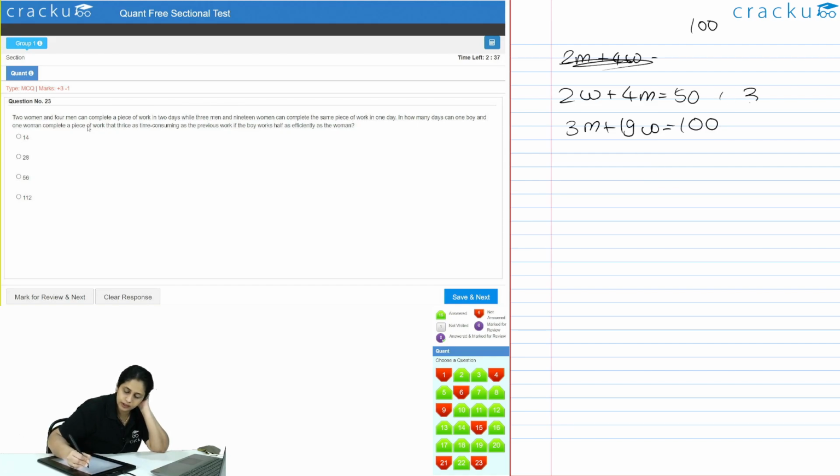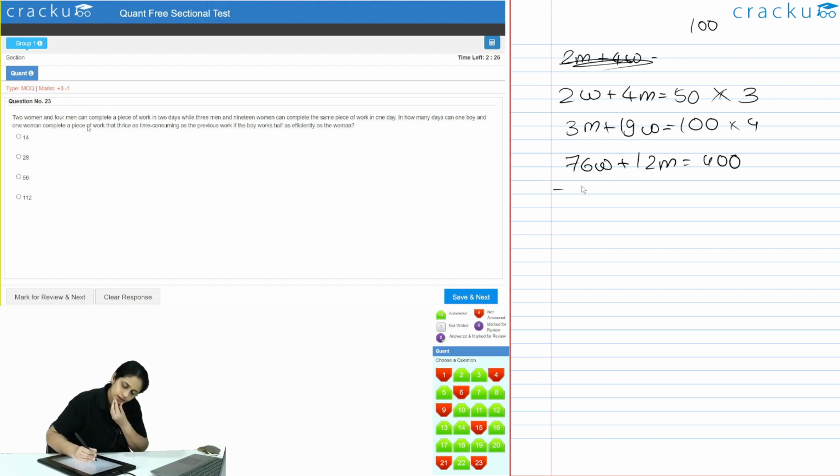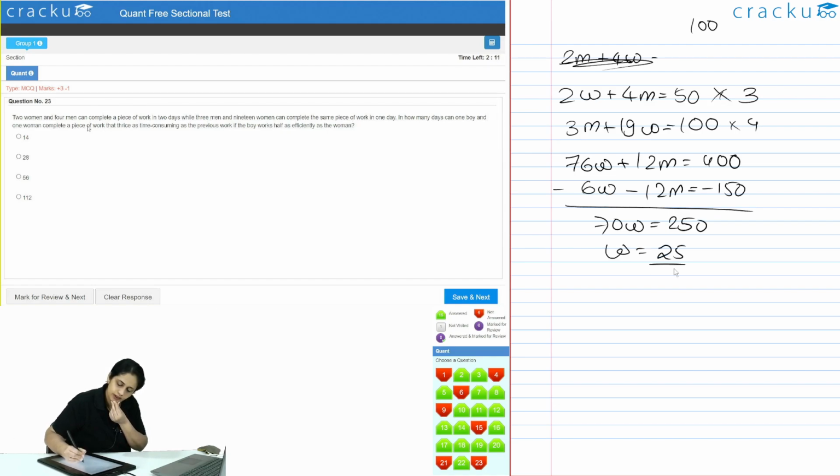This is 1, 2, 3, 4. So I get 76 women plus 12 men is equal to 400 minus this is 6 women plus 12 men is equal to 150. So 70 women is equal to how much? This is equal to 250. So 1 woman is equal to 25 by 7.